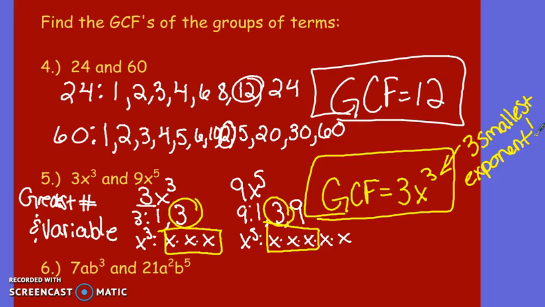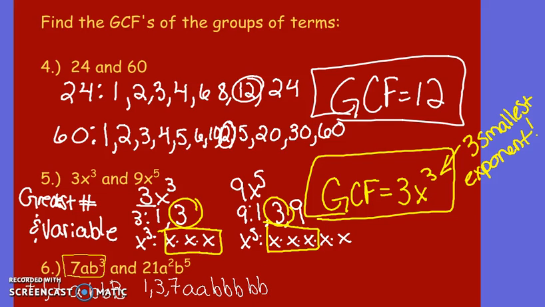For number 6, let's look at 7ab cubed and 21a squared b to the 5th. So if I look at 7ab cubed, let's just do this guy first. My factors of 7 are just 1 and 7. A is just a, and b cubed is 1, 2, 3 b's. Let's look at 21. You have 1, 3, and 7, 2 a's, 5 b's.